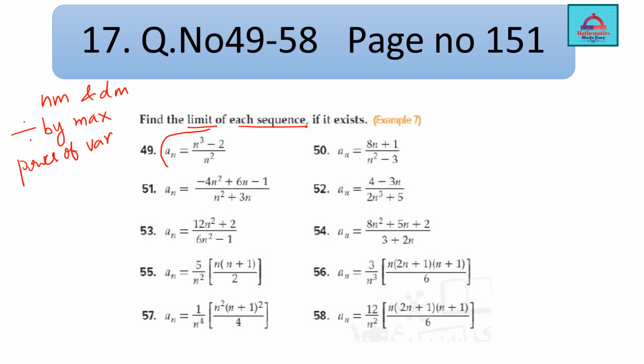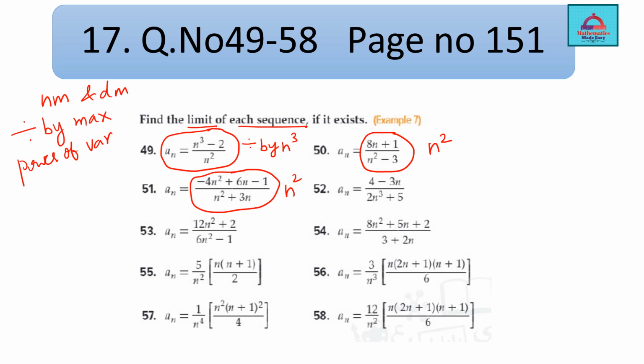Look at one question here. In this question, what is the maximum power? 3. So you will divide each term by n to the power 3. What is the maximum value here? 2. The power is 2, so you divide by n^2. What is the maximum power here? 2 again, so you divide by n^2, and so on. When you do that for each question, you'll be able to find the limit of a sequence.